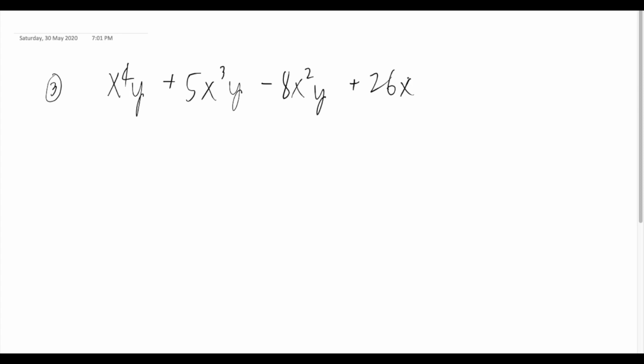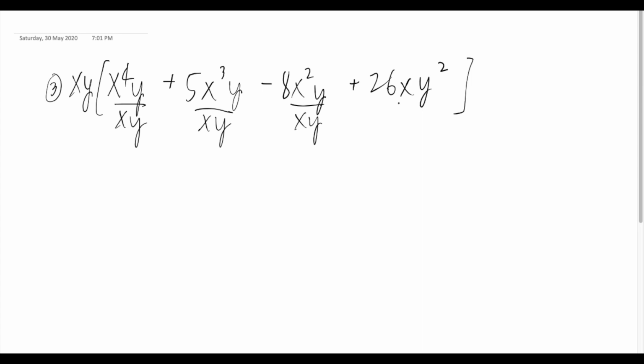Okay, our last example is x raised to 4y plus 5x cubed y minus 8x squared y plus 26x y squared. Okay? Ang common factor natin dito is xy. Okay? So, factor out xy, divide all terms by xy. Cancel y. X, mabawasan ng isa to. This becomes 3. How about this one?